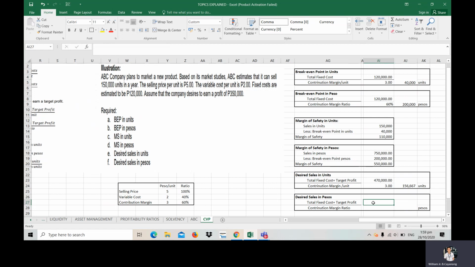How about in pesos? Same again. You need to add your fixed cost, which is 120,000, plus your desired profit, which is 350,000. That's 470,000 again, divided by your contribution margin ratio, which is 60% as per the problem. Now, we divide 470,000 by 60%. Therefore, our desired sales in pesos, for us to have a 350,000 pesos profit, is 783,333 pesos.